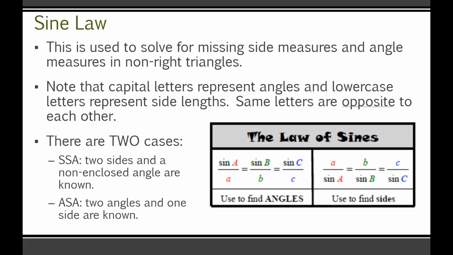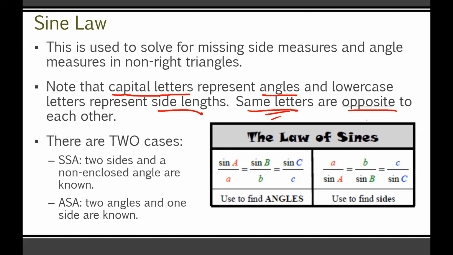Here's what I've got to do. Before we introduce how to use the sine law and when it's used, I want to just remind you of something. We haven't talked about it at this point in this year, but when you're dealing with triangles, with unknowns or knowns, capital letters, the uppercase letters, will always represent angles. Lowercase letters in a triangle will represent side lengths. Same letters, this is really important, so a capital A and a lowercase a are opposite to each other.